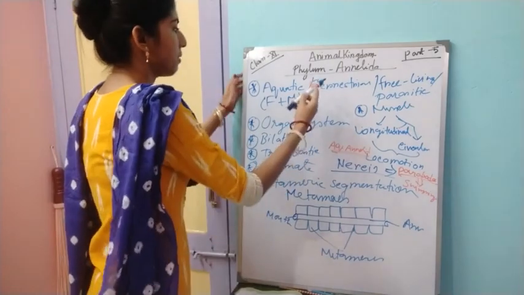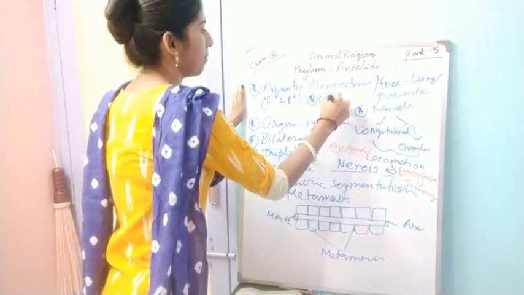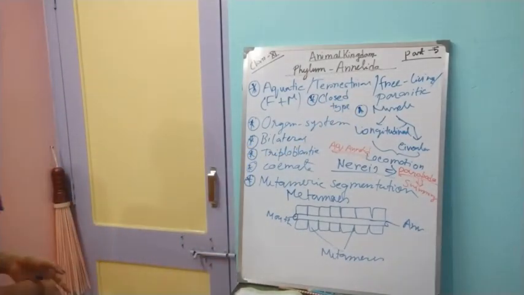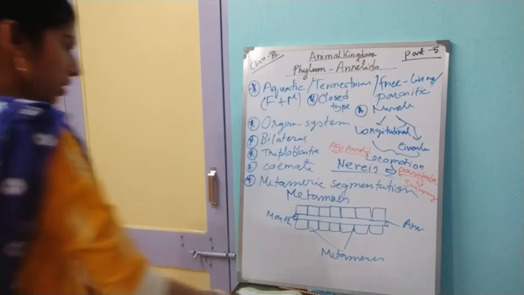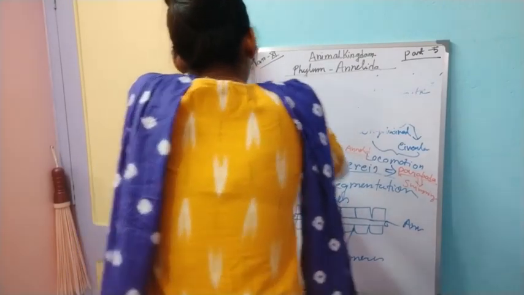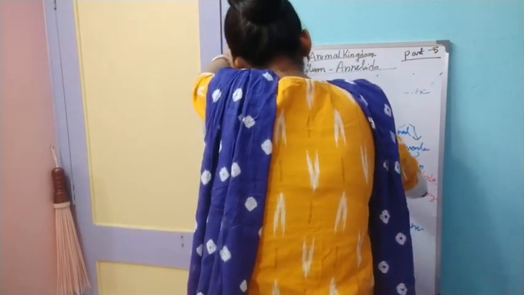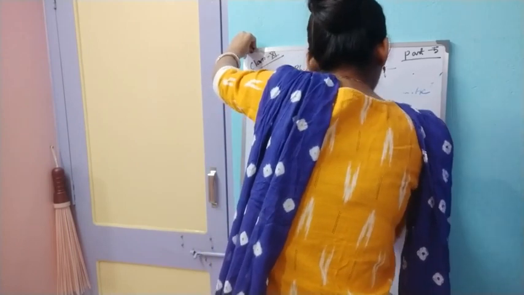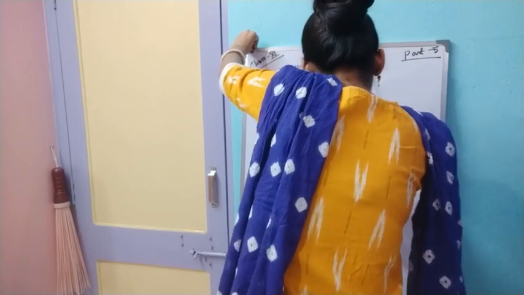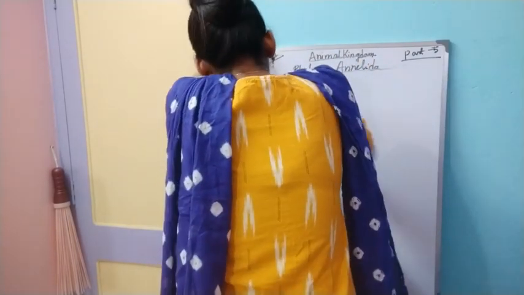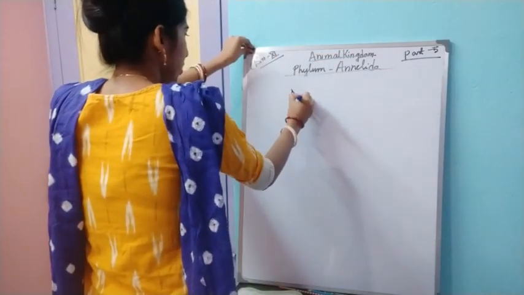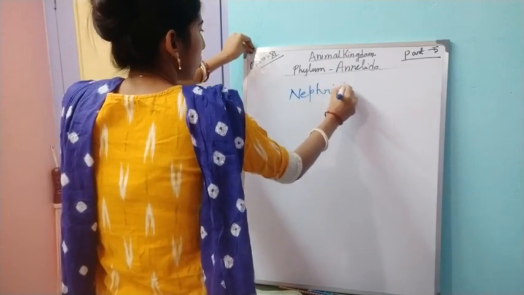Their circulatory system is of closed type. They have a closed circulatory system. You should know the difference between open circulatory system and closed circulatory system. Now we will learn another important term, which is called nephridia.